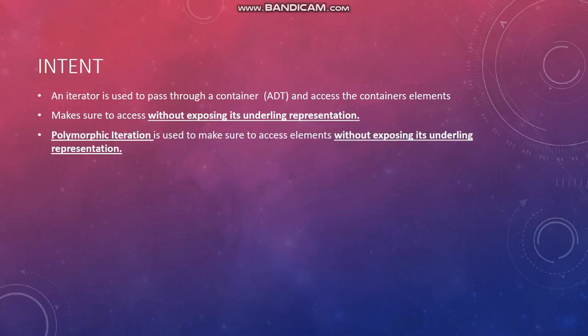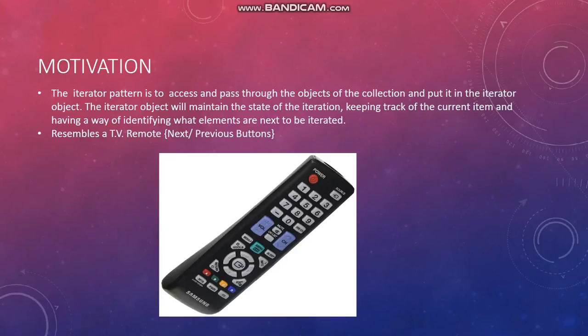So the motivation. The iterator pattern is to access and pass through objects of the collection and put it in the iterator object. That will maintain the state of the iteration, keeping track of the current item and having a way of knowing what elements are next to be iterated. The best way to think about this is a remote, like the next and previous buttons. It's a really great illustration of how it would work.